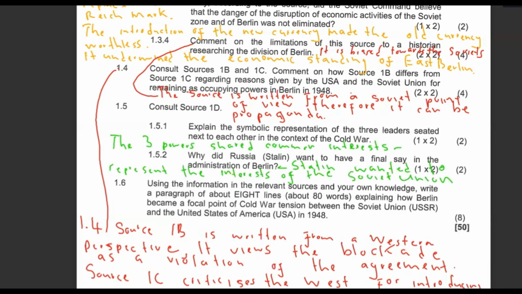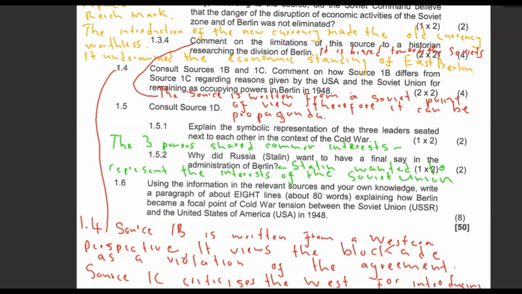He was actually scared that once the Westerners encroached into Berlin, the Soviet Union would be weakened. It would no longer have power in the context of the Cold War. So those are the suggested answers for those particular questions. Now, let's move on to the next question, which is 1.6.